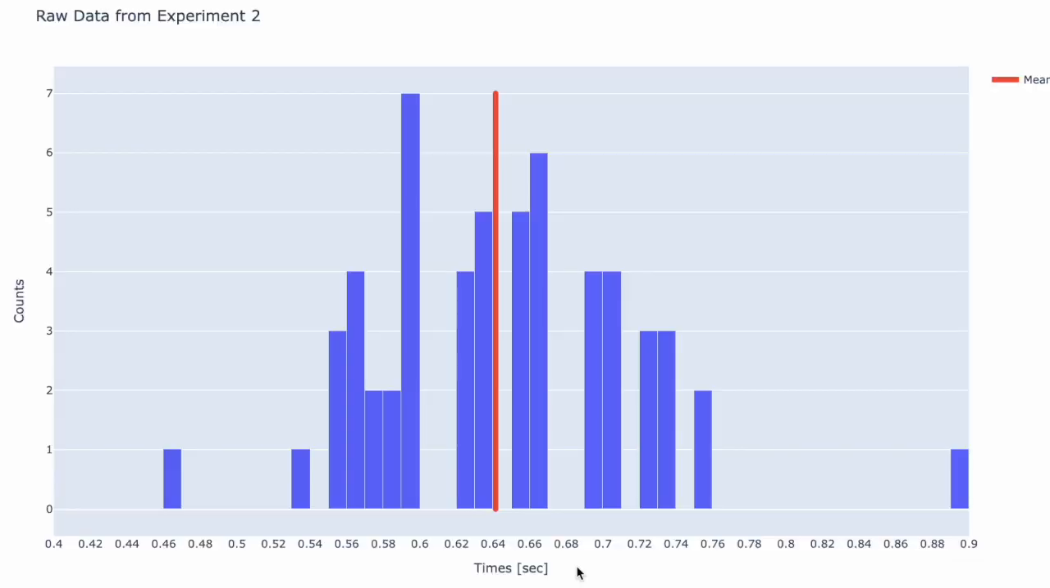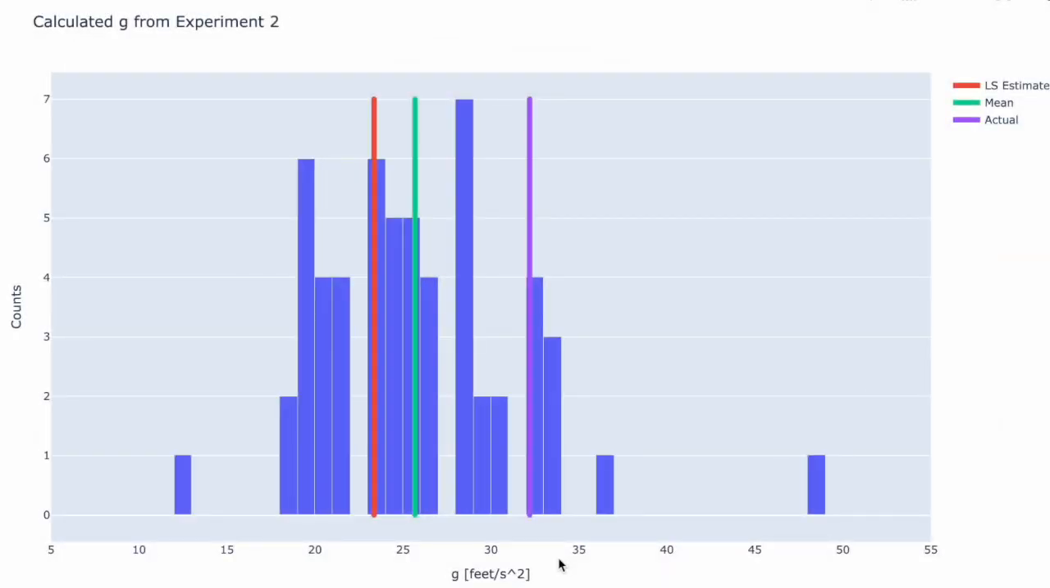In experiment 2, we collect more data, 57 total trials. The distribution now looks more symmetric. The mean value is seen to be 0.64 seconds. Just like the first experiment, we process our data resulting in an average value of 25.6 feet per second squared and a least squares estimate of 23.3 feet per second squared. These values don't seem better than those found in experiment 1.